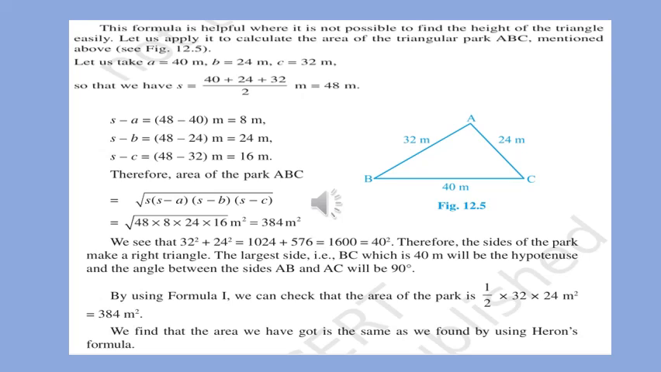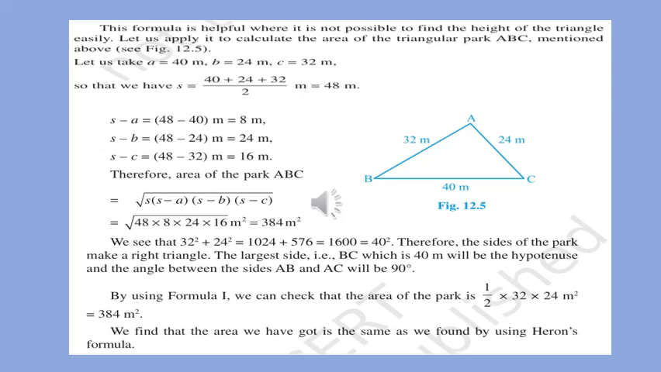Now if you see here in this question, 32 square plus 24 square equals 1600, and the third side square also equals 1600. Therefore this satisfies the Pythagoras theorem, and the sides of the triangular park make a right angle. The largest side is BC with 40 meter, and the hypotenuse is opposite the angle between sides AB and AC, which will be 90 degree, means it is a right angle.